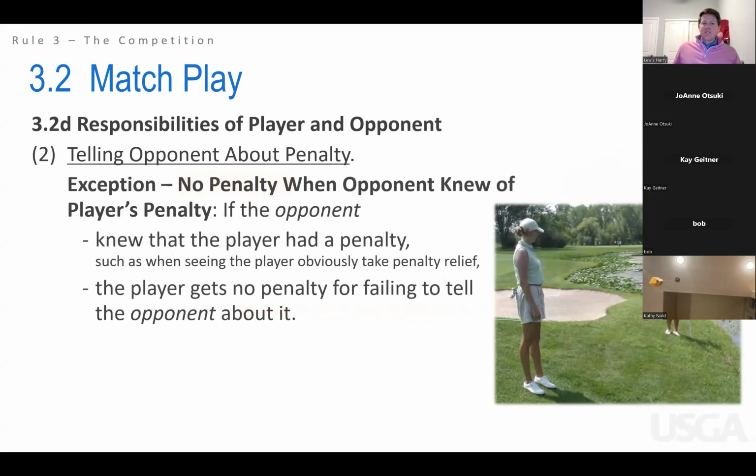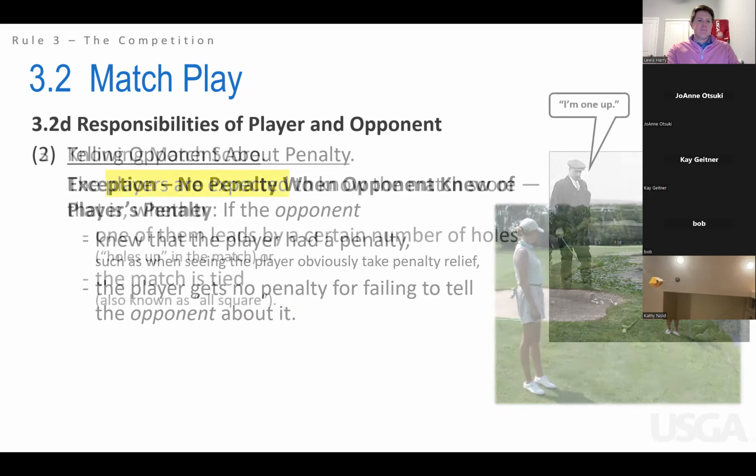We have another exception. There's no penalty when the opponent knew of a player's penalty. So if someone's watching you take relief, or they're watching you take an unplayable ball, or they watched you move it and there was some acknowledgement there, there's no penalty if you fail to tell them about it because they watched you do it or they observed it for themselves. So they don't need to be notified a second time about the penalty there. So no penalty when your opponent already knew about that occurrence.